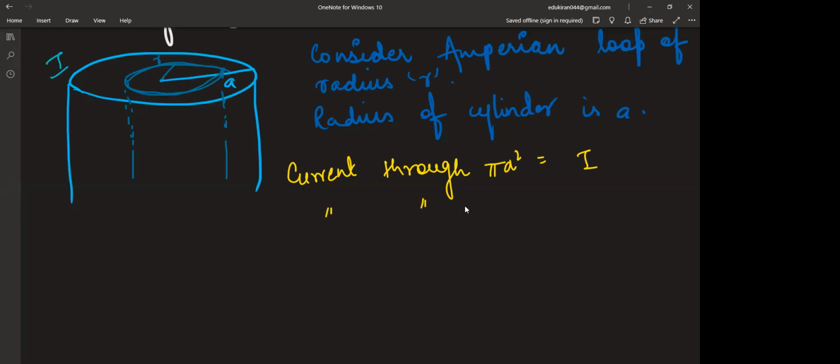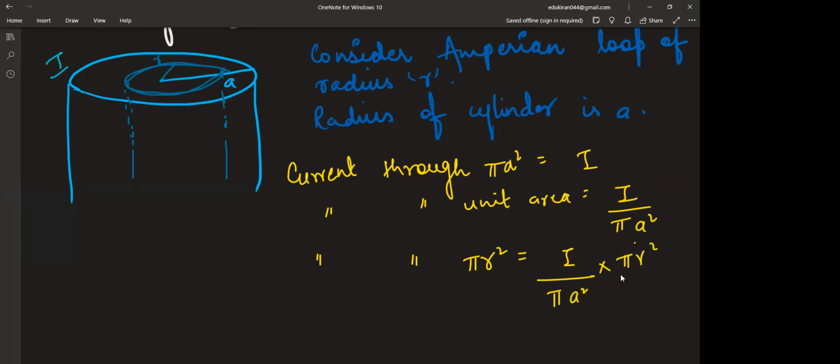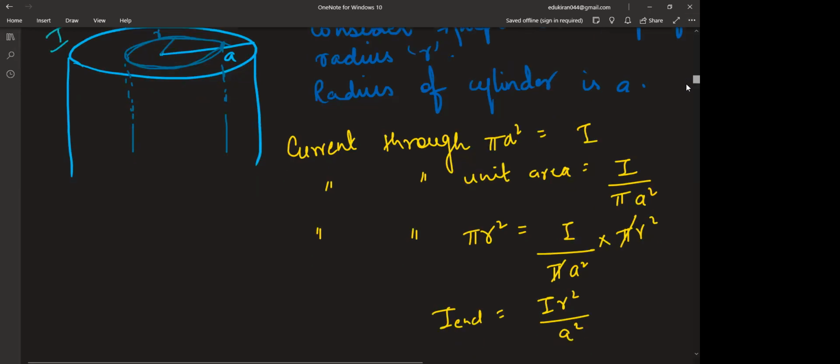So current through pi a square is I, meaning the entire wire is having the current I. So current through unit area will be I by pi a square. If you know the current flowing through unit area, can't you calculate the current flowing through pi r square? See, this is pi r square. So current through pi r square will be I by pi a square into pi r square. So pi, pi gets cancelled. What is current enclosed this time? This is I r square divided by a square. Did you understand? You're not going to take I this time because this is within this region only. Current I is total, we just require the current from here. So that's why using the unitary method, we have calculated I enclosed.